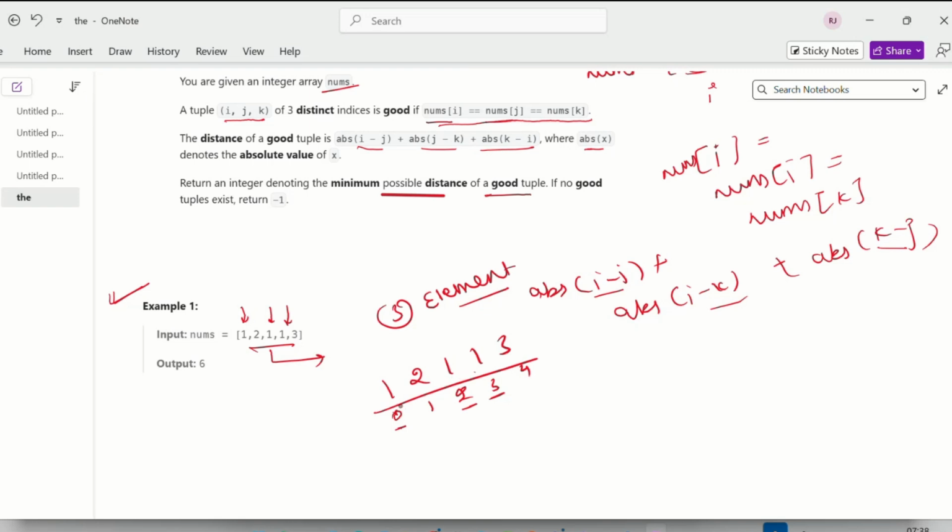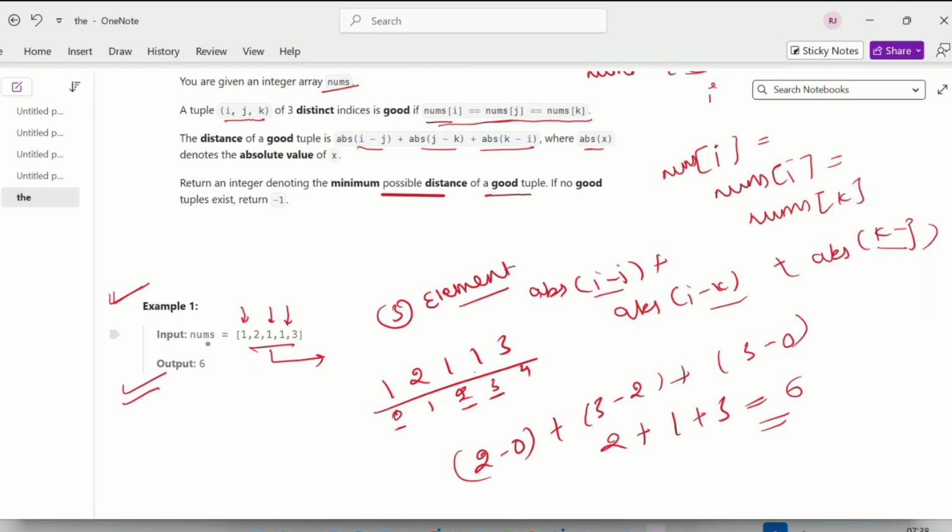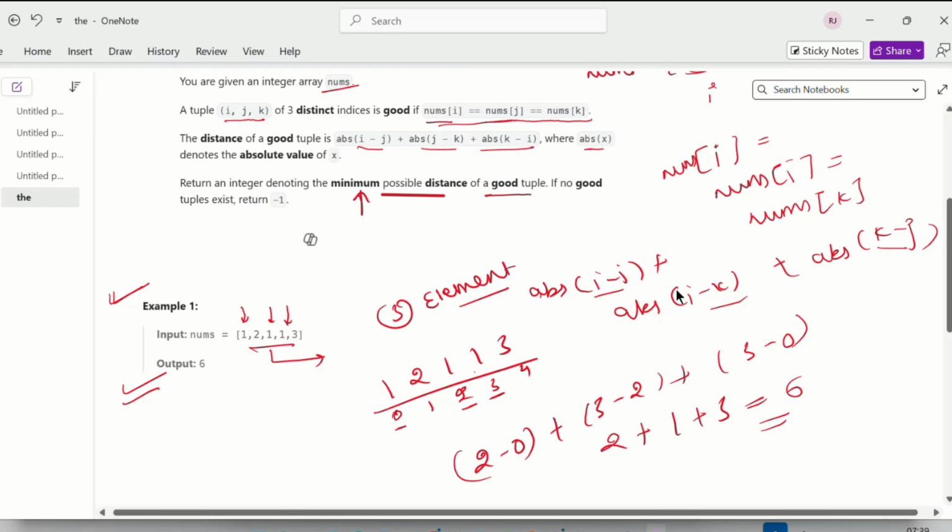So what we need to do is find 0 minus 3 plus 3 minus 2 plus 3 minus 0. So what will we get? 3 plus 1 plus 3. It is equal to 7. Wait, taking absolute values we get 2 plus 1 plus 3, which is equal to 6. So we can return the answer 6. And there is only one tuple whose values are the same for all three elements, so we don't need to find more answers to get the minimum value, because there is only one tuple.